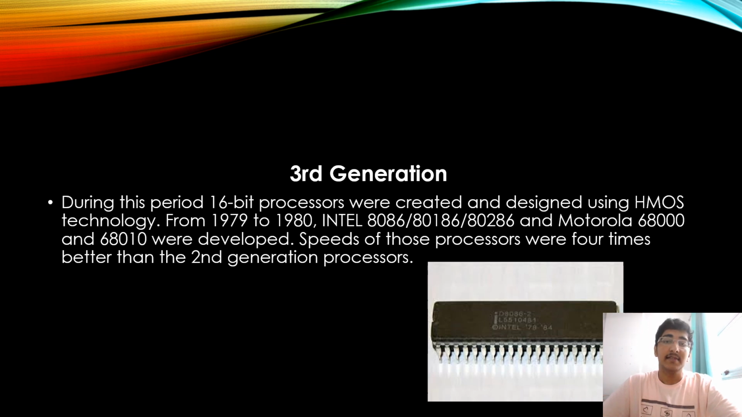Some common examples are Intel 8086, 80186, 80286, Motorola 68000 and 68010 were developed. Speeds of these processors were 4 times better than the second generation processors and were obviously faster than the first generation processors. The third generation was again a departure from the 8-bit microprocessors to the 16-bit microprocessors, and they use HMOS technology, which is high performance n-channel metal oxide semiconductors, basically a chip with a high density of NMOS transistors.